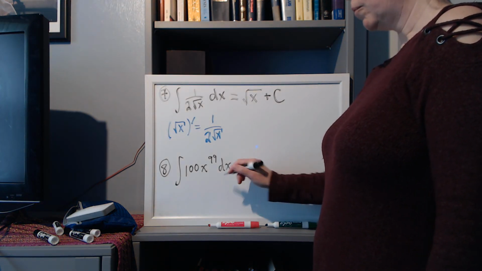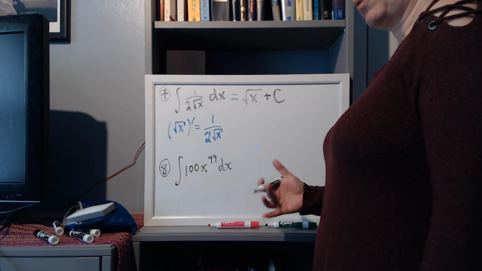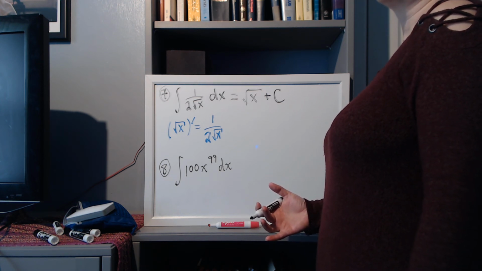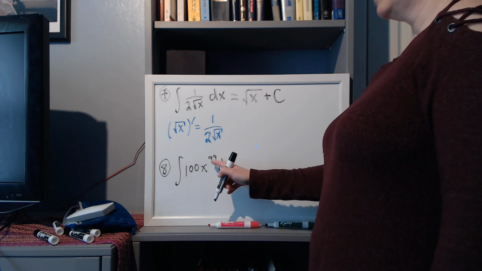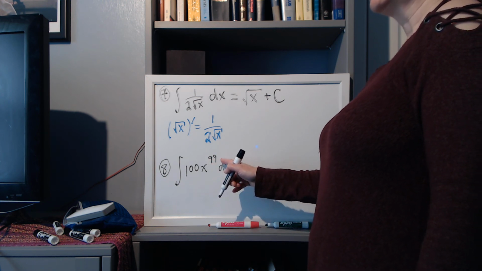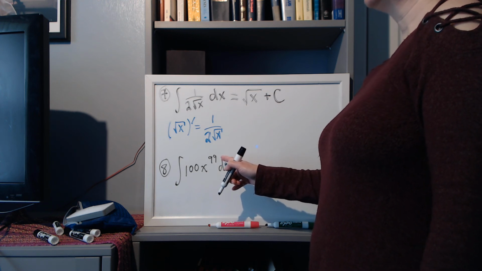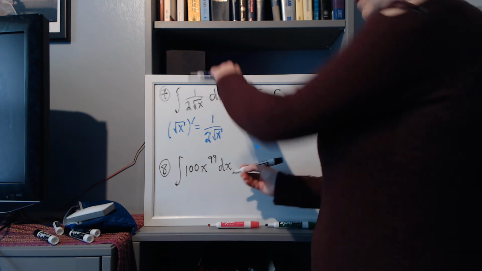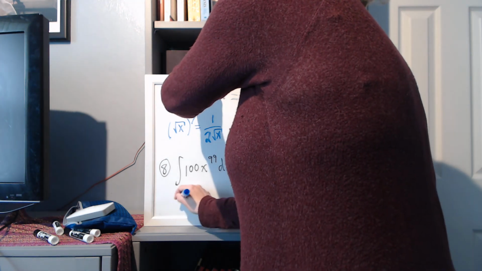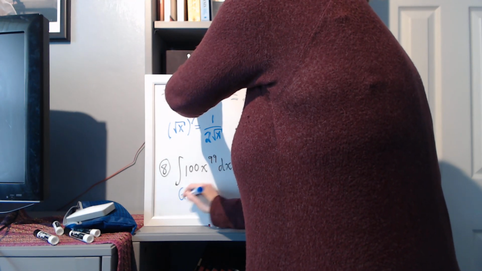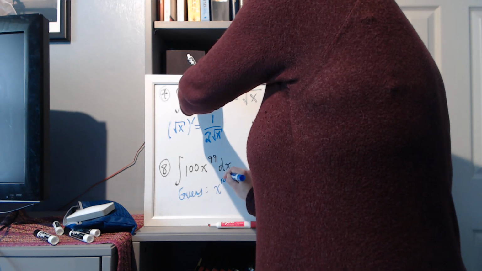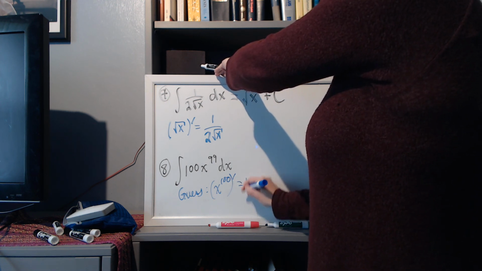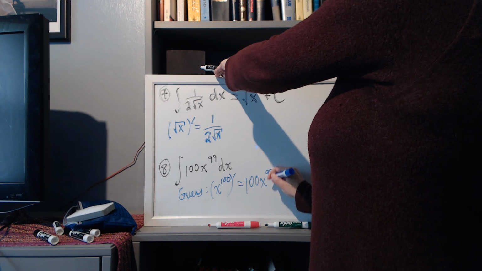And with the integral of 100x to the 99, this is a polynomial, so we want to be thinking about polynomial things and the power rule, because that is how we find the derivative of a polynomial term. And whenever we take the derivative of a polynomial term, when we do the power rule, the exponent goes down by 1. So we want to think about something where the exponent is 1 higher. So we're going to guess x to the 100th. We're going to take the derivative of that and see what we get. And the derivative of x to the 100 will be 100x to the 99.